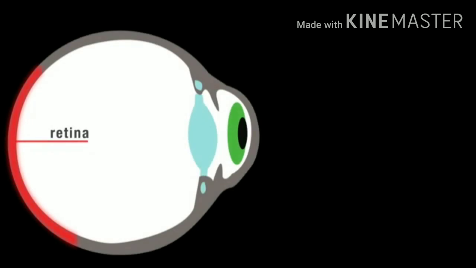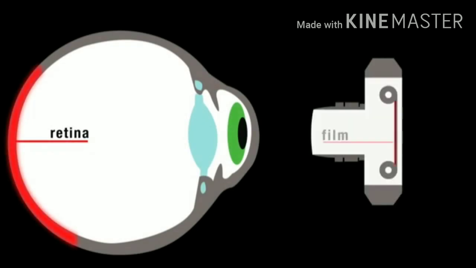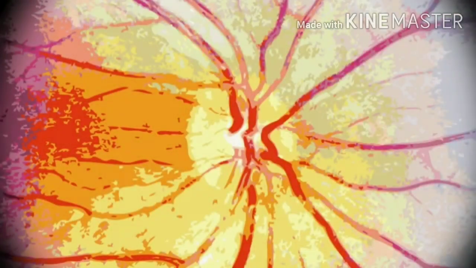The retina is the part of the eye that acts much like the film of a camera. The retina is a membrane containing photoreceptor nerve cells that line the inside back wall of the eye. These nerve cells change the light rays into electrical impulses and send them through the optic nerve to the brain where an image is perceived.